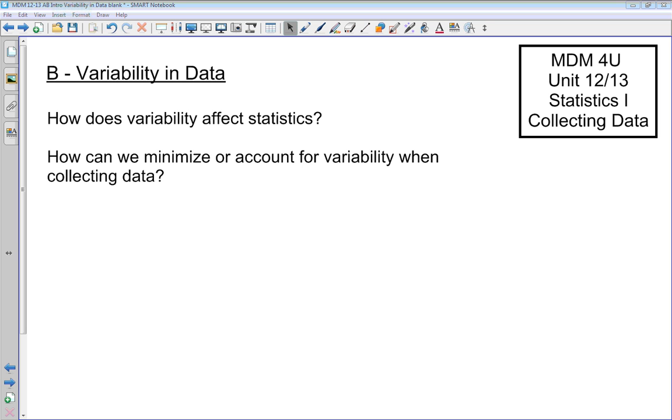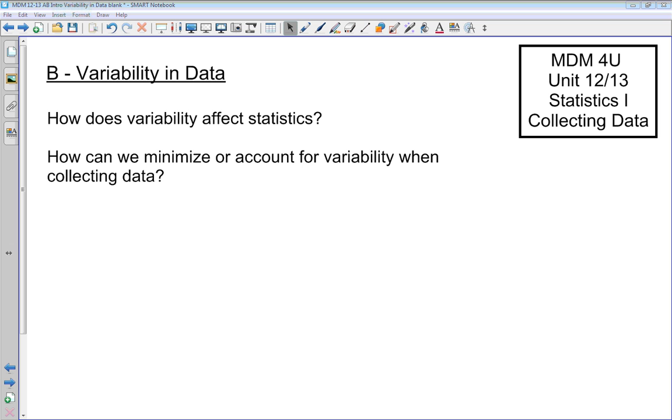So in our first lesson, we talked about populations and samples, and we got across the idea that what we want to do here is collect some data and use it to draw some conclusions. In this second lesson, we want to start getting into some of the issues that we have to keep in mind when we are collecting our data.